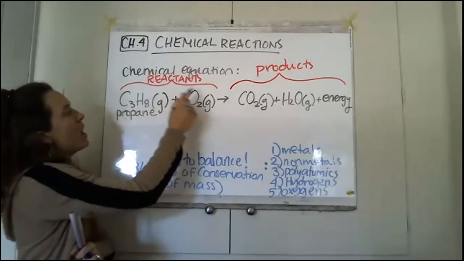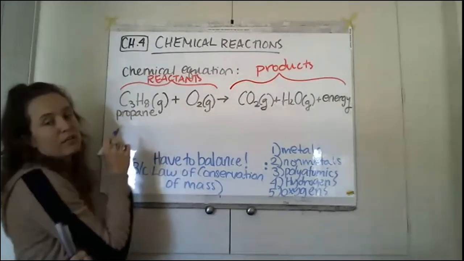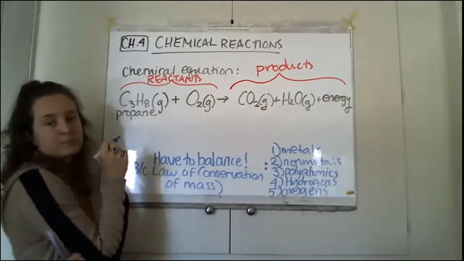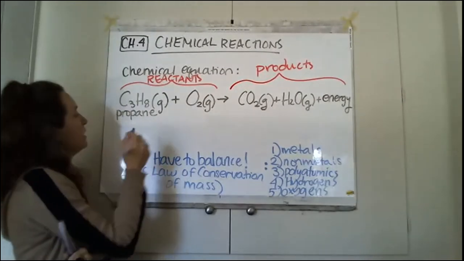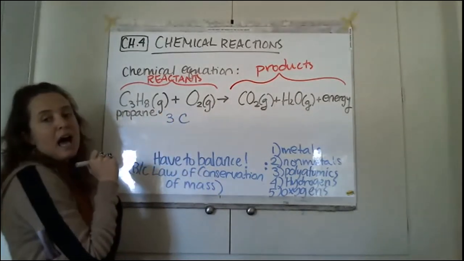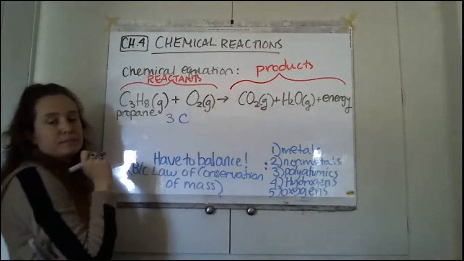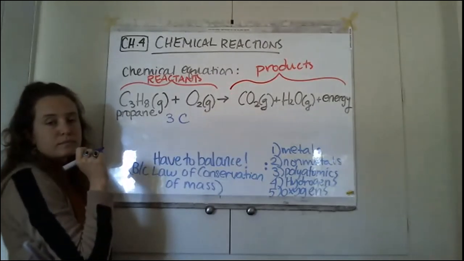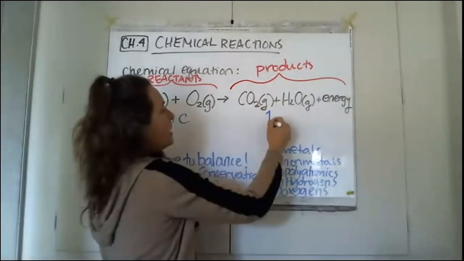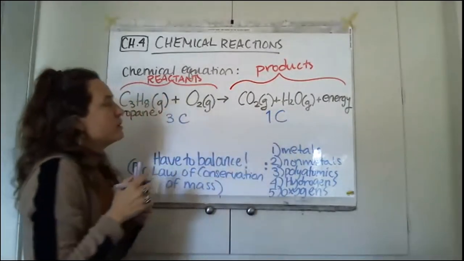And so how many carbons are there on the left-hand, on the reactant side? Yeah, there's 3 carbon on the reactant side. How many carbons on the product side? 1 carbon on the product side.